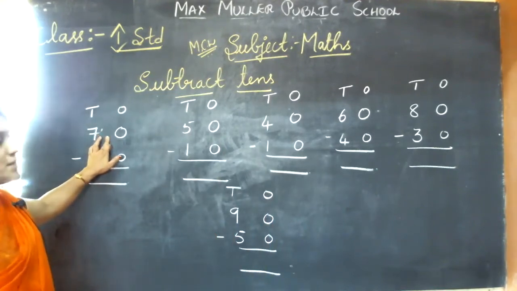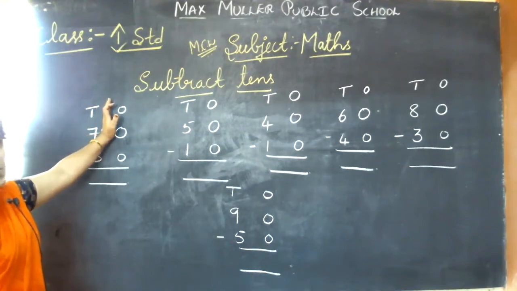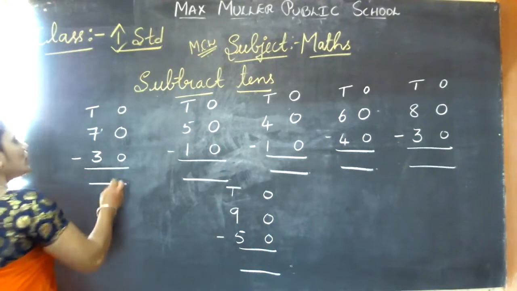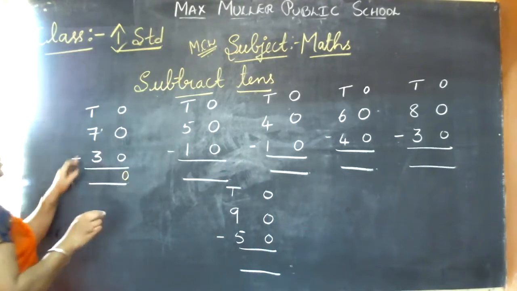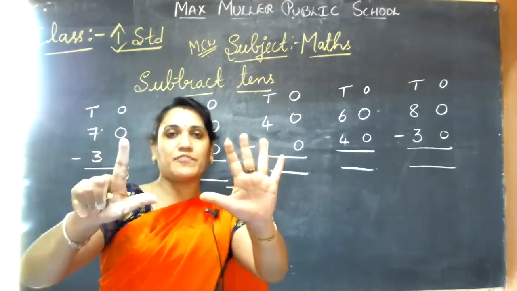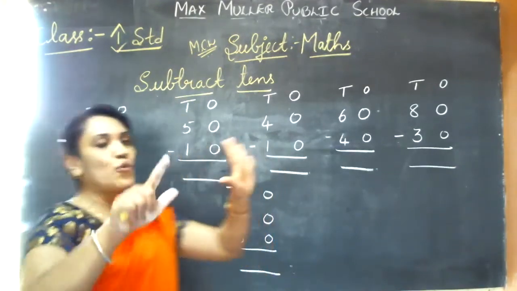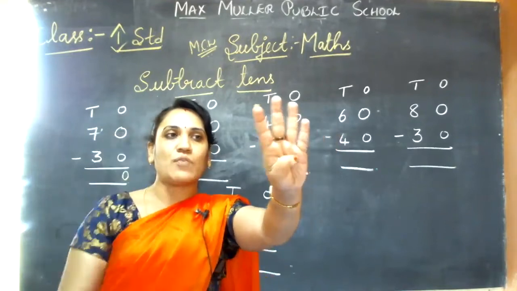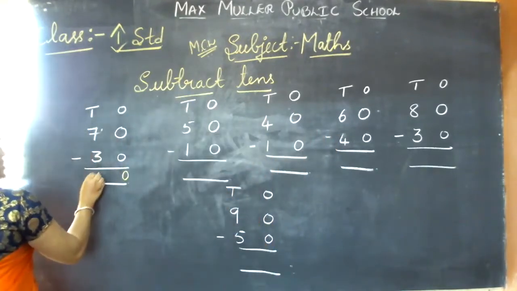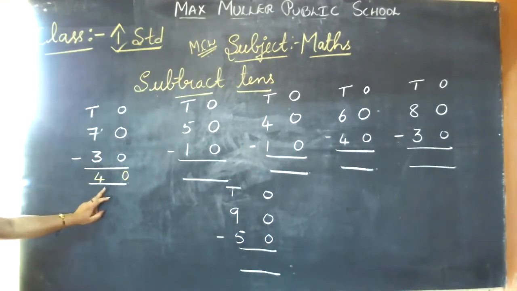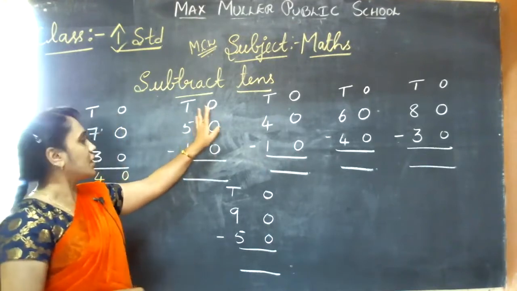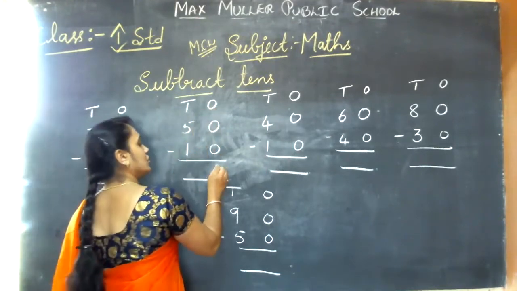So let's start the first sum, tens and ones. Which side should you start first? First start from ones, the right side, always, okay? 0 minus 0, 0. So 7 minus 3, how will you do? Keep 7 fingers, minus 3, fold 3 fingers: 1, 2, 3. What's the balance? 1, 2, 3, 4 balance. So 70 minus 30, what answer did you get? 40.